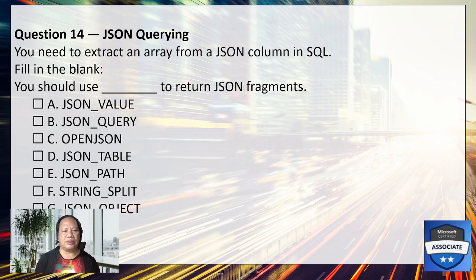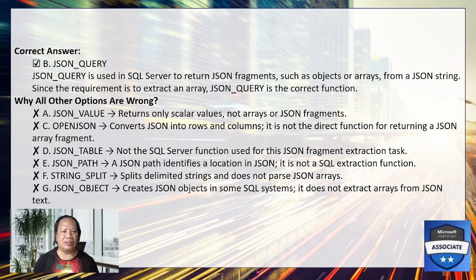Okay, for question number 14, this is JSON querying. You need to extract an array from a JSON column in SQL. You should use blank to return JSON fragments. A. JSON_VALUE. B. JSON_QUERY. C. OPENJSON. D. JSON_TABLE. E. JSON_PATH. F. STRING_SPLIT. And G. JSON_OBJECT. Obviously, the answer is in the title, which is JSON_QUERY.